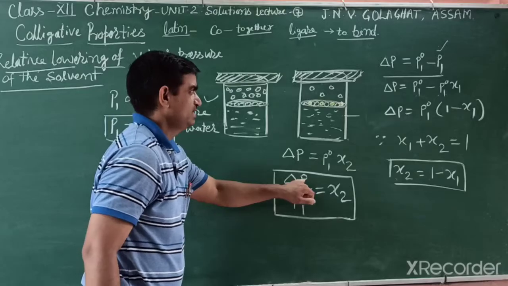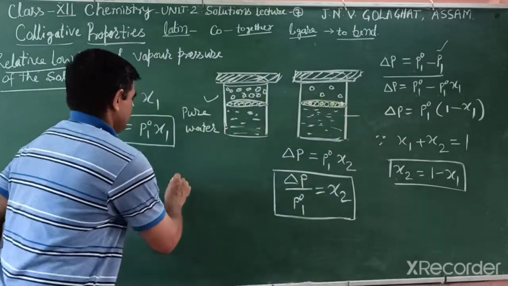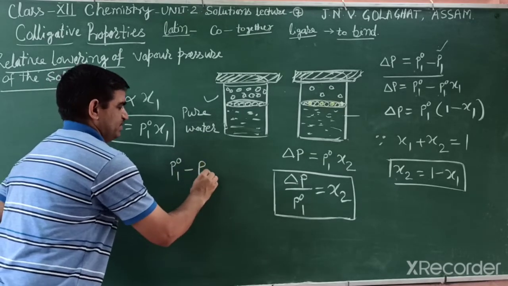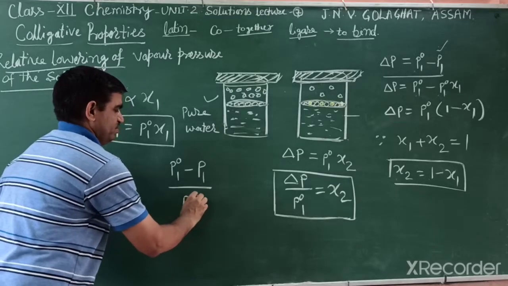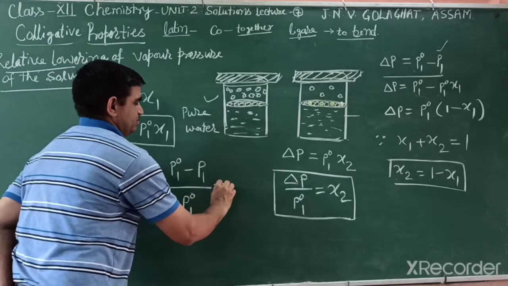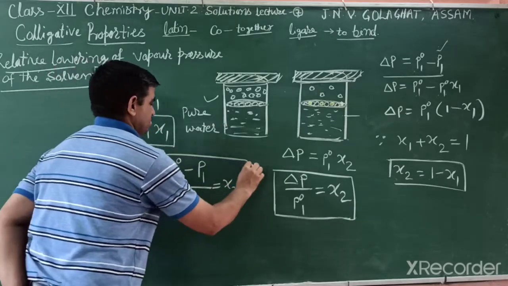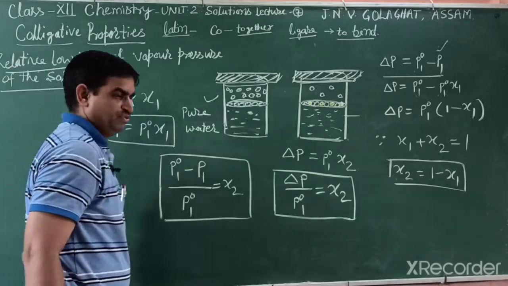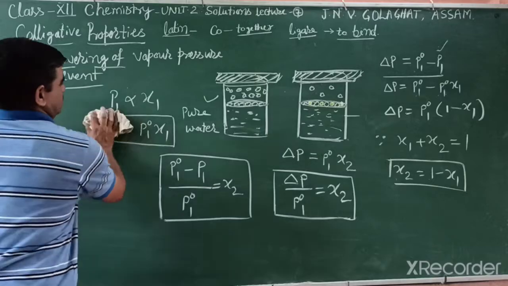Or how can we write this delta P? In the delta P we can write this way: pure vapor pressure of the component minus vapor pressure of solvent, divided by pure vapor pressure of solvent, is equal to mole fraction of solute. So this one is a relative lowering in vapor pressure. We further write it mathematically in this way.